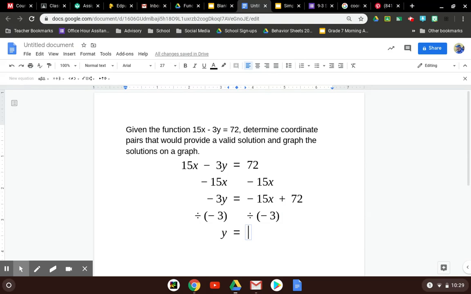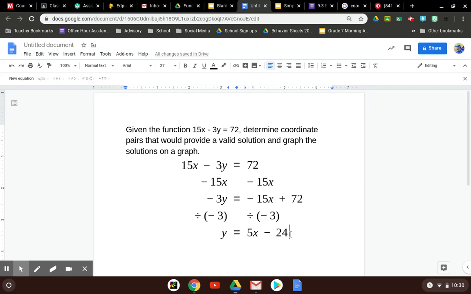Now, this is where things get a little tricky. We have to take care of the coefficients. The negative 15x is going to be divided by negative 3, and the 72 is divided by negative 3. So negative 15 divided by negative 3 is positive 5, and that's positive 5x. Now, positive 72 divided by a negative 3, positive divided by negative is negative, and it's going to be 72 divided by 3, which is going to be 24. So right now, we have solved this equation, 15x minus 3y equals 72, for the value of y, and we end up with y equals 5x minus 24.